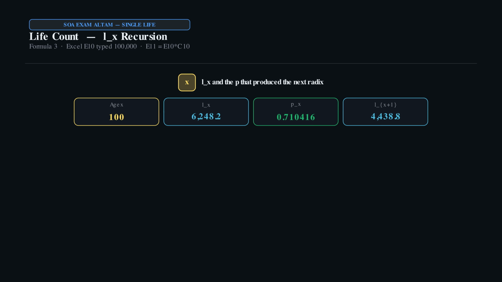Walk the radix. At 20, L is 100,000. At 40, 99,338.3. At 60, 96,634.1. At 80, 75,657.2. At 100, 6,248.2. The same multiply by p rule, a new x each time. Old numbers leave before the next stage arrives.